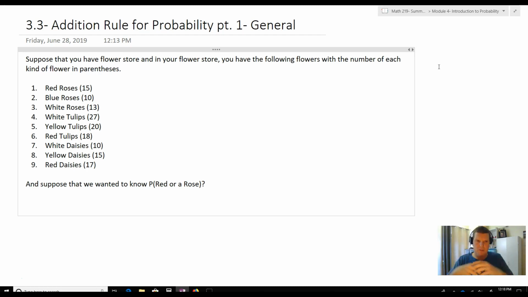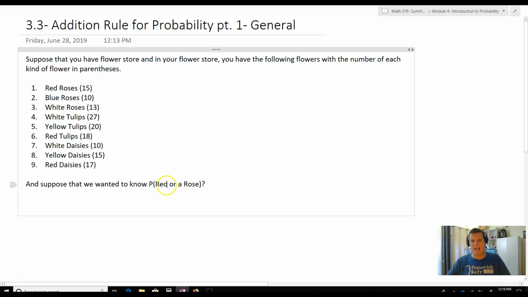So let's take a look at a problem and talk about this addition rule. Suppose that you have a flower store, and in your flower store you have the following flowers, with the number of each kind in parentheses. We have 15 red roses, 10 blue roses, 13 white roses, 27 white tulips, 20 yellow tulips, 18 red tulips, 10 white daisies, 15 yellow daisies, and 17 red daisies. So that's basically the breakdown. We can even create a frequency table if we wanted to.